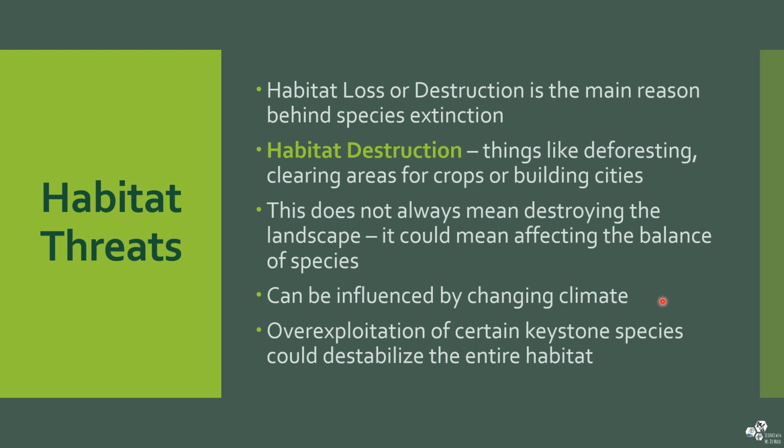We talked a little bit about keystone species. If we overhunt the otter, overexploit the otter, or we destroy the otter's habitat and their populations crash, then that keystone species loss results in a destabilization of the entire ecosystem and could potentially lead to more species loss as a result. This is definitely being influenced by climate change. And this is one of the big issues why we need to be aware when we're moving into new areas of how we are disturbing existing habitats.